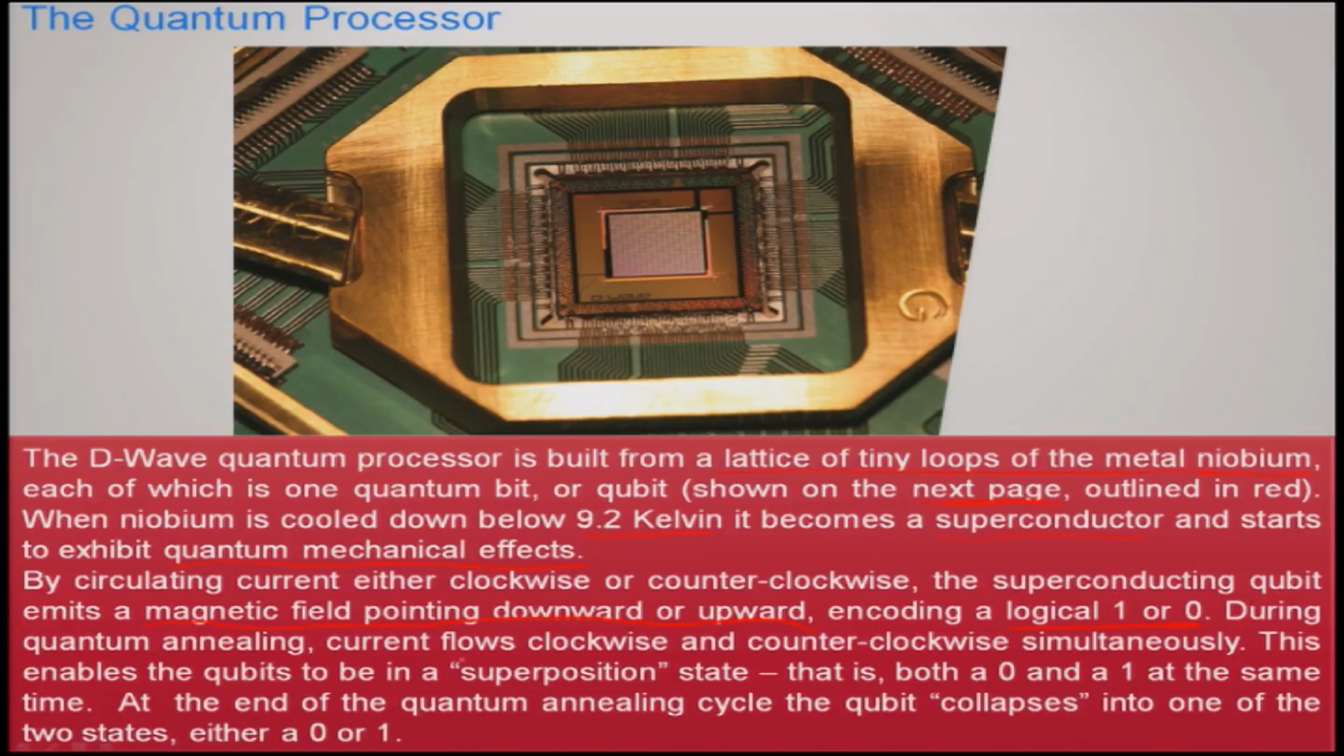During quantum annealing, current flows clockwise and counterclockwise simultaneously. This enables the qubits to be in a superposition state, that is both in a 0 and 1 at the same time.